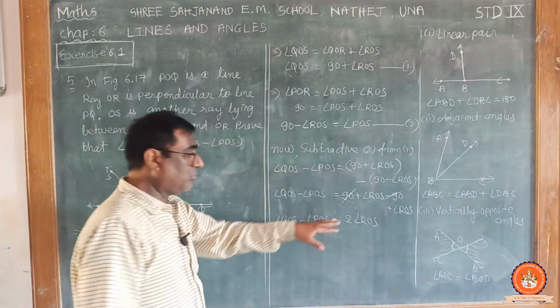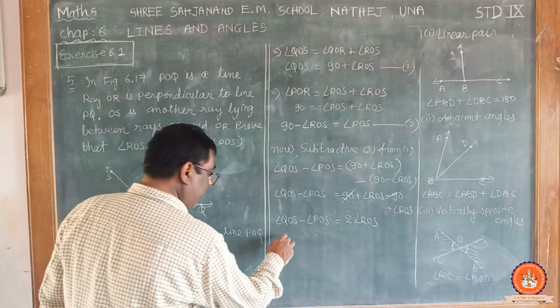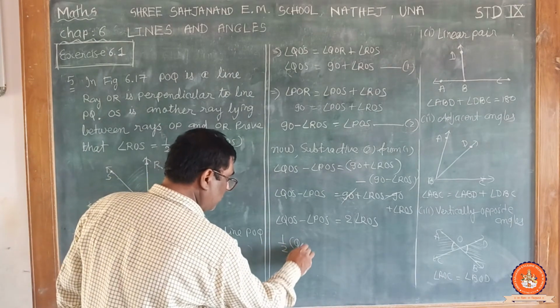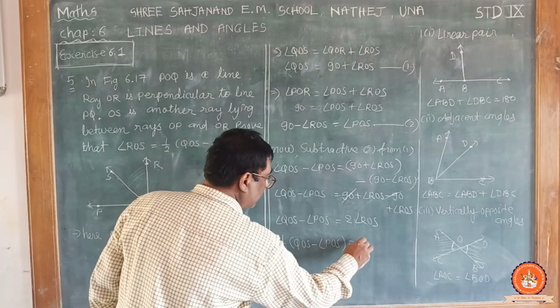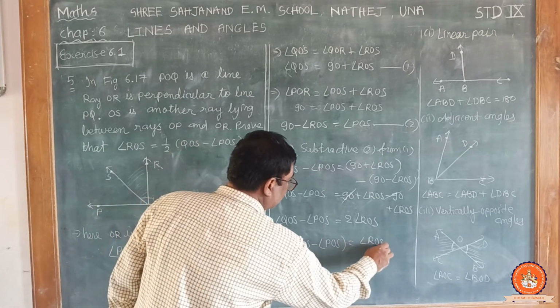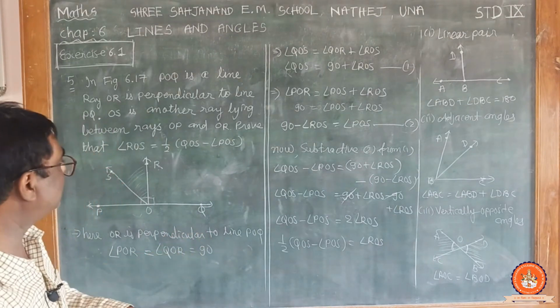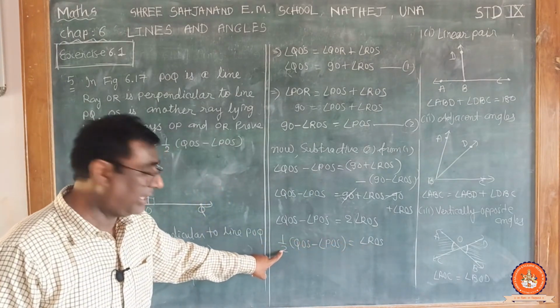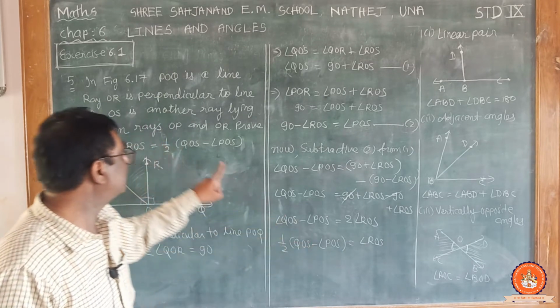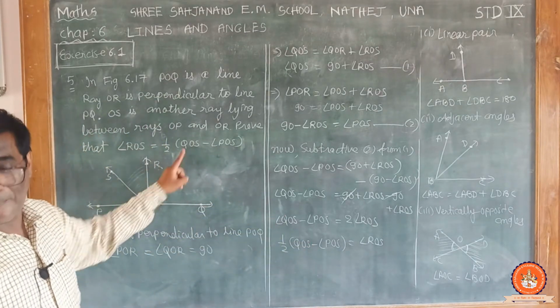So moving 2 toward the left-hand side, it will be 1 by 2 here. QOS minus POS is equal to 2 ROS, so ROS is equal to 1 by 2 into QOS minus POS. Okay, very good.